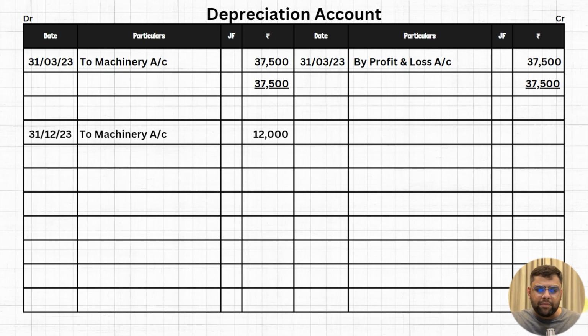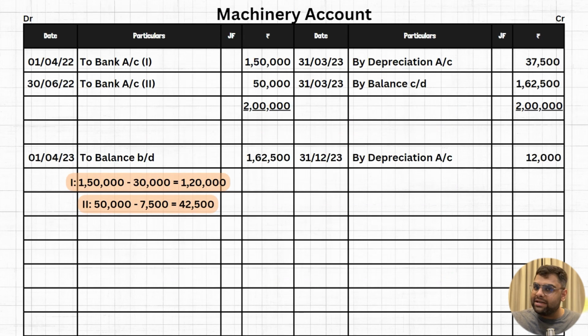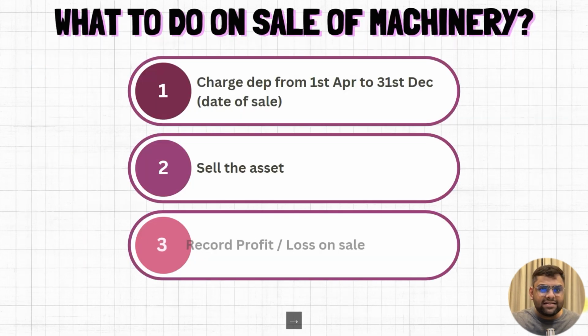Now, step number 2, sell the asset. If you purchase the asset on the debit side of machinery account, you will sell it on the credit side. Again, date of sale 31st December 23. By bank account, amount is 70,000. And lastly, step number 3, record profit loss on sale.